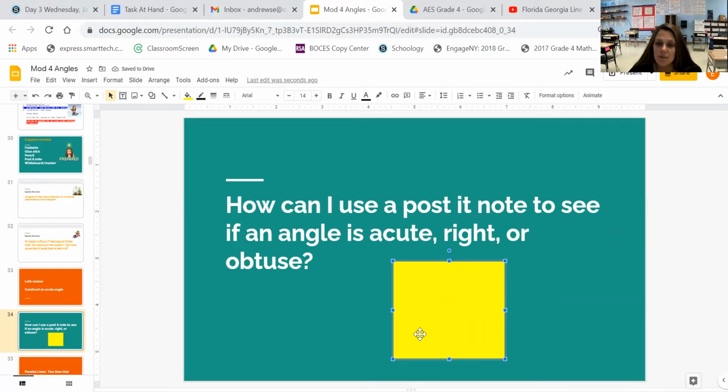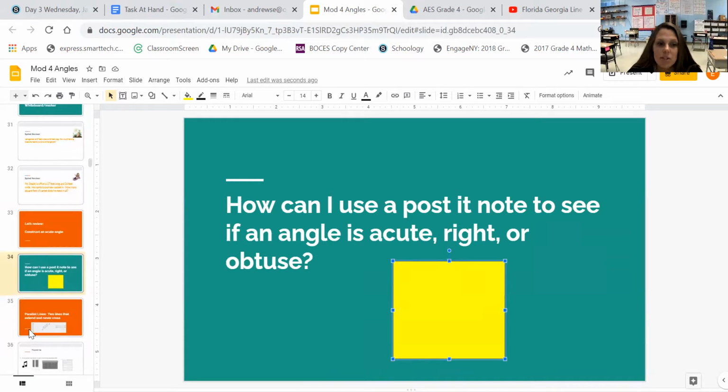So the correct answer for this would be, we use it because we can identify if something is less than 90, greater than 90, or equal to 90. Remember, we talked about an acute angle is cute, it's small, it's little, it's less than 90. Right angle is exactly 90 degrees. Obtuse is greater than 90, right? So we can easily see by just putting our post-it note on the vertex if an angle is greater or less than or even equal to.